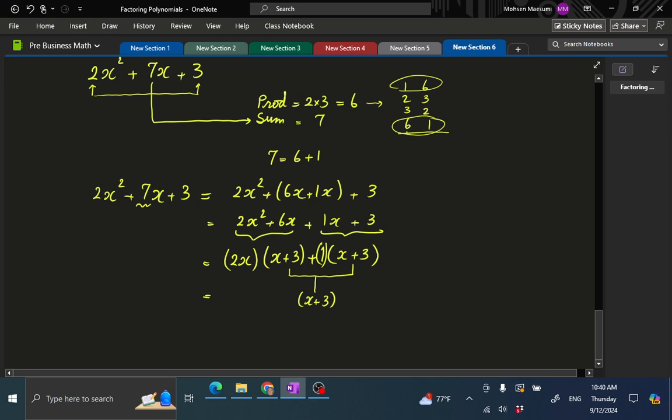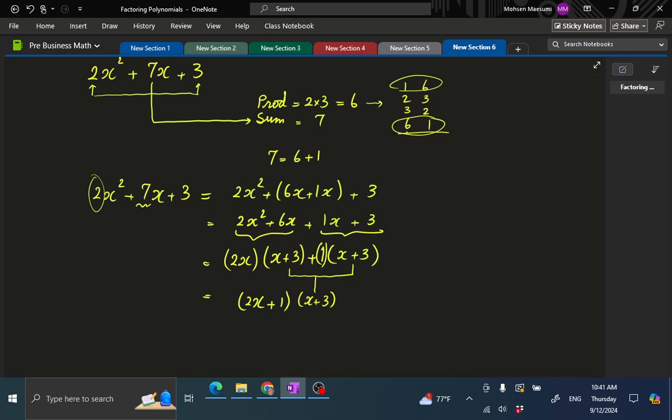And then from the first, I had 2x. From the second, I have a 1. And now I have the factorization of the expression. Our process became a bit more complicated than before because the coefficient of x squared was something other than 1. So again, this is a process you can go through. Later on, we are going to have a more systematic, less guessing style of factorization. But for now, that's how we are going to do it.